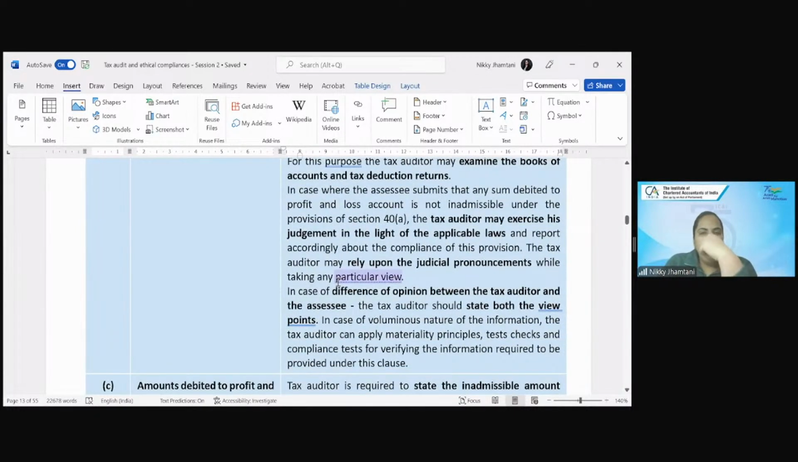In case where the assessee submits that any sum debited to the P&L is not inadmissible under the provisions of 40A, the tax auditor may exercise his judgment in the light of the applicable laws and report accordingly about the compliance of this provision. The tax auditor may rely upon the judicial pronouncements while taking any particular view. In case of difference of opinion between the tax auditor and the assessee, the tax auditor should state both the viewpoints. If there is any difference of opinion between the tax auditor and the assessee, both viewpoints must be stated.